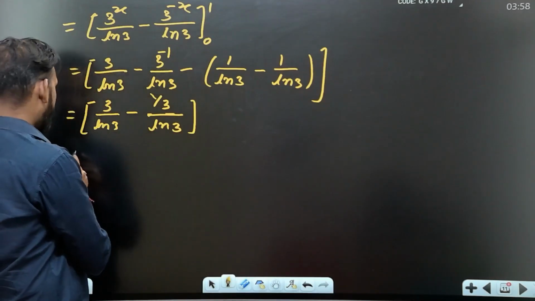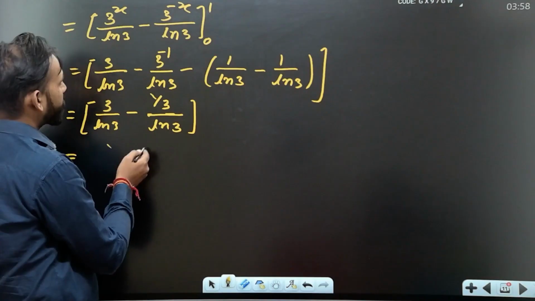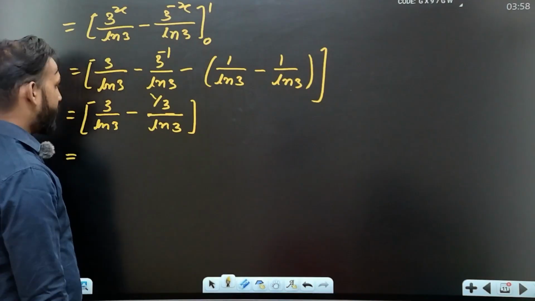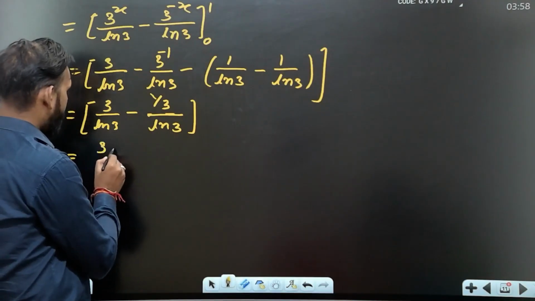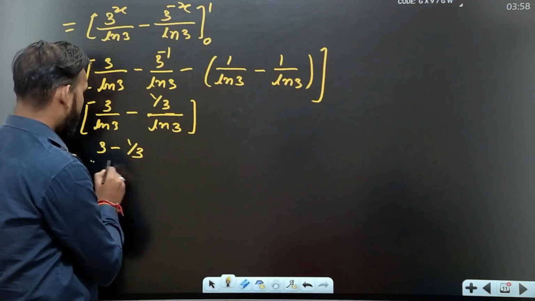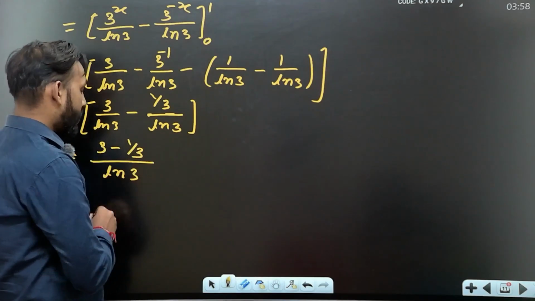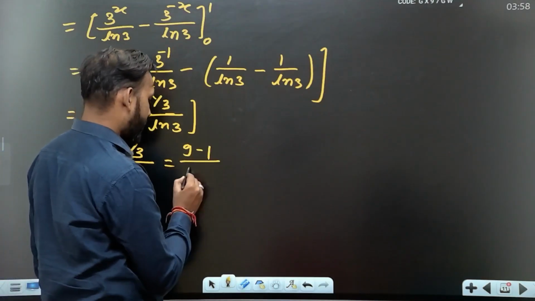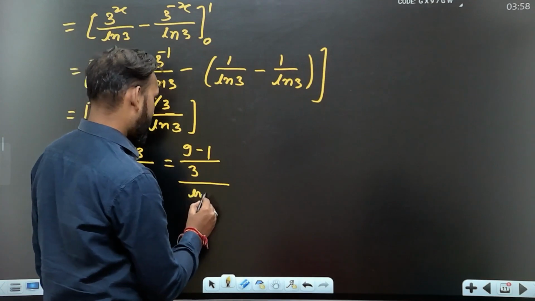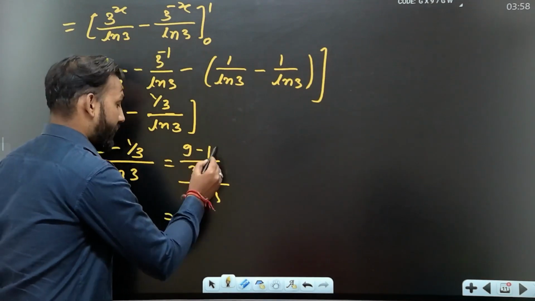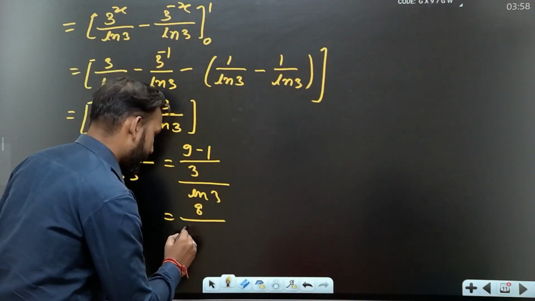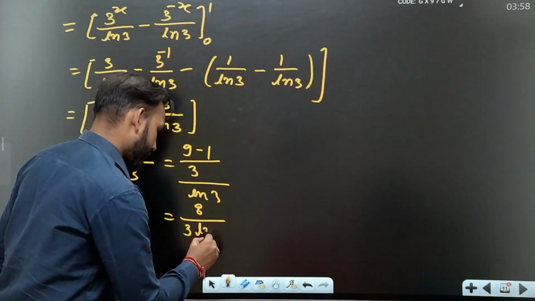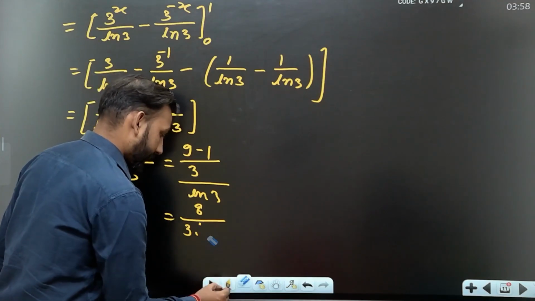And if we take LCM of ln 3, because there is also ln 3 and there is also ln 3, then we can take the LCM of ln 3, and we get 3 minus 1 over 3 over ln 3, and we get 3 multiplied by 3 is 9 minus 1 over 3, and divide by ln 3, and 9 minus 1 is 8, divided by 3 ln 3. Okay, I think you got it.